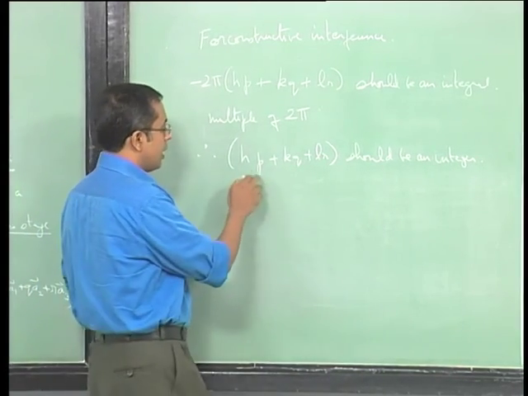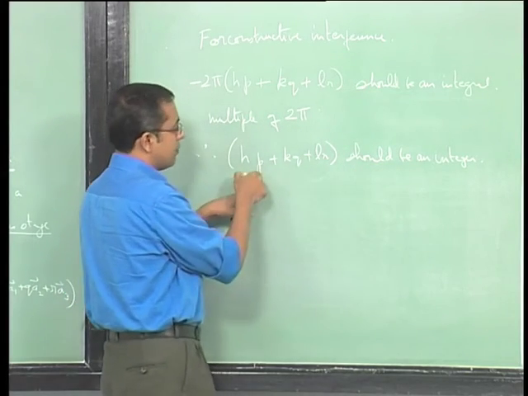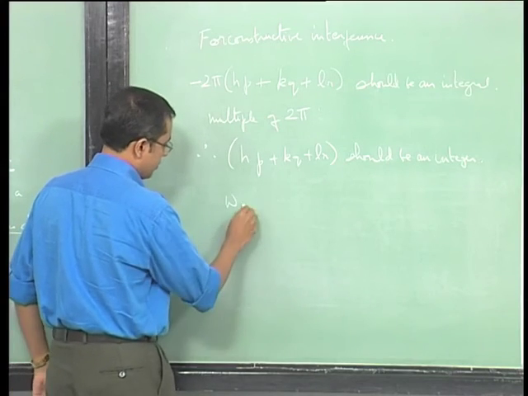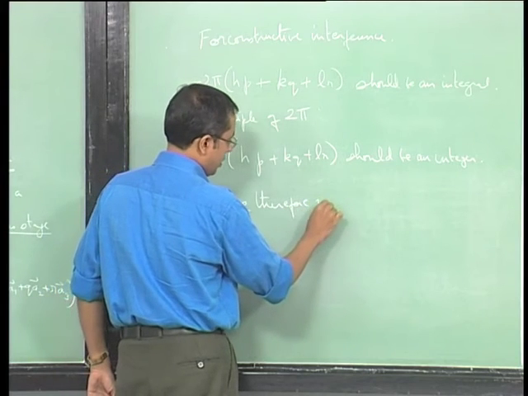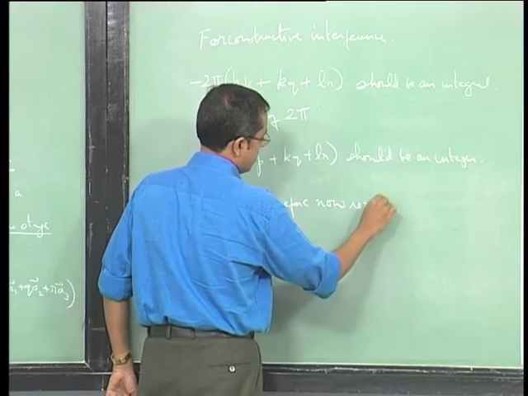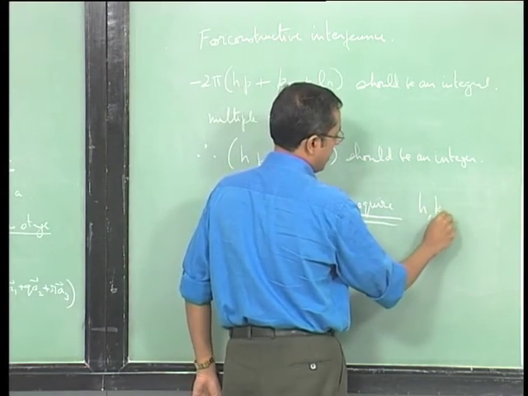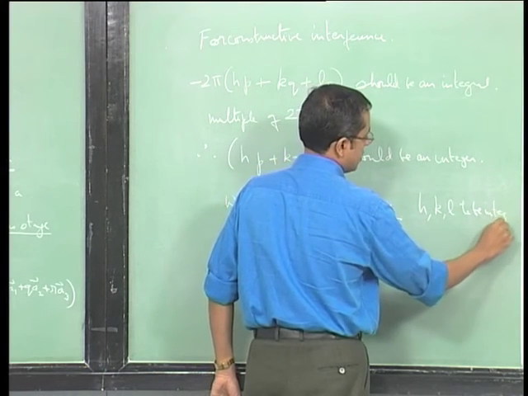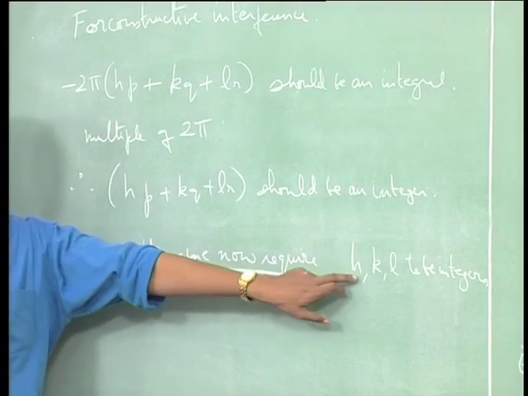So therefore, for this complete sum to be an integer regardless of the values of P, Q and R, we now require H, K and L to be integers.